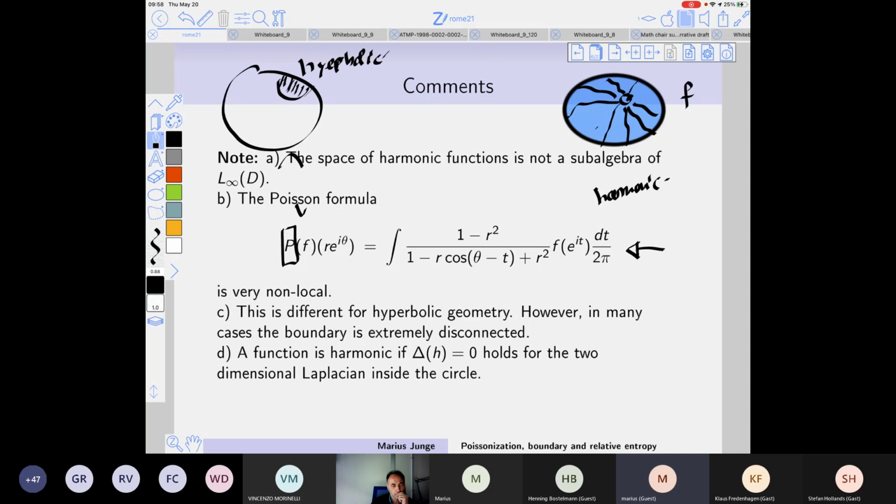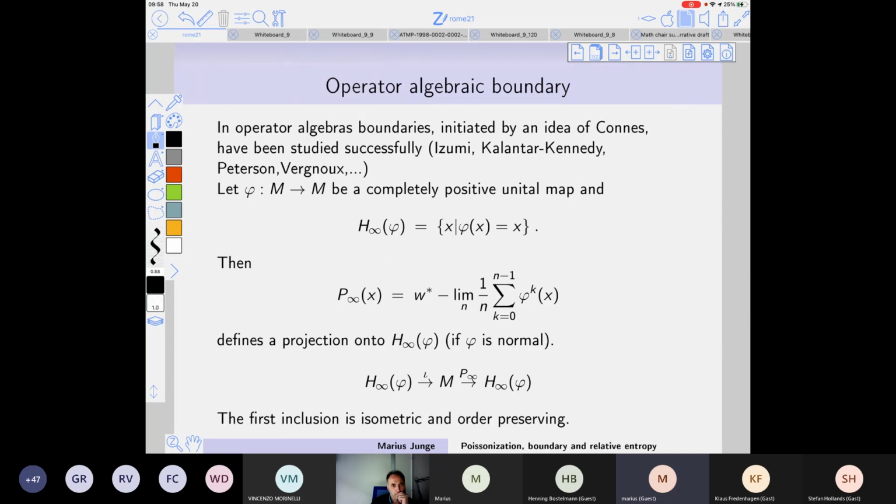Good. There have been a lot of attempts to understand what a boundary is in terms of operator algebras, because if you think about non-commutative geometry, you do operator algebras. What is a boundary? You cannot talk about points, so you have to be careful. I think this started with an idea of Connes, which is what I learned from Peterson. Then it was extended by many people, and I'm definitely forgetting five or six who are important.